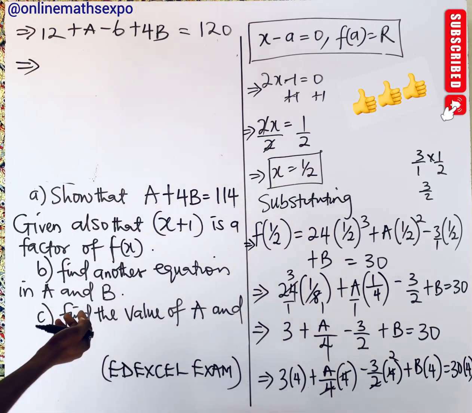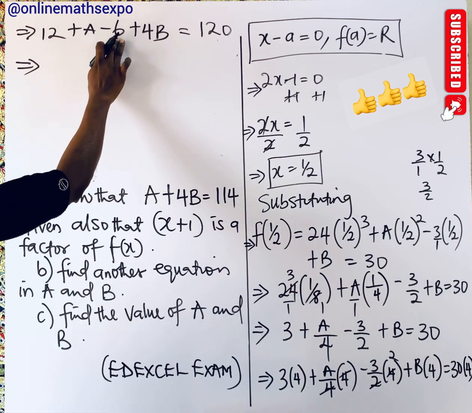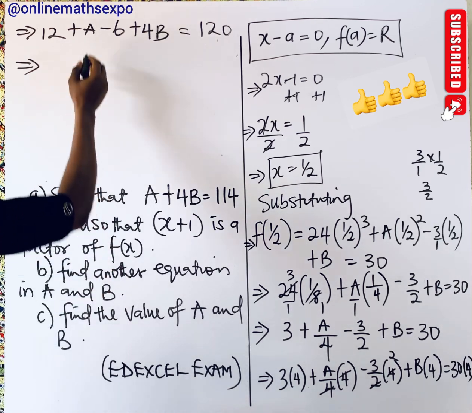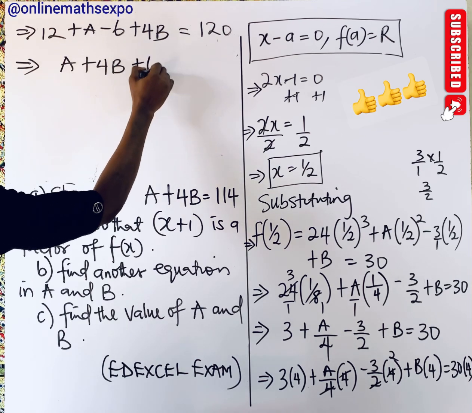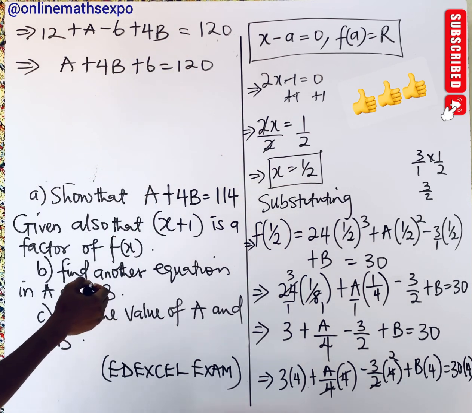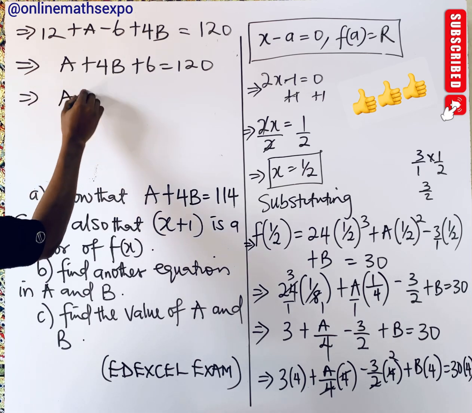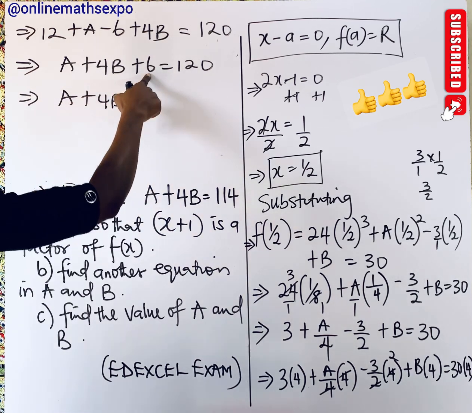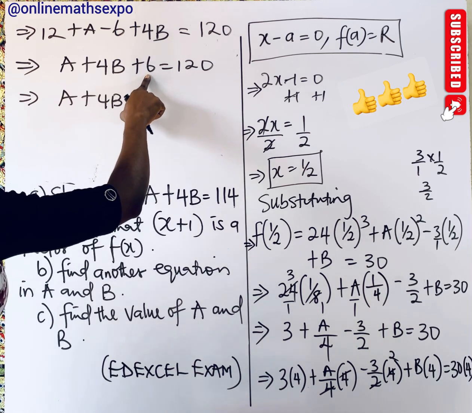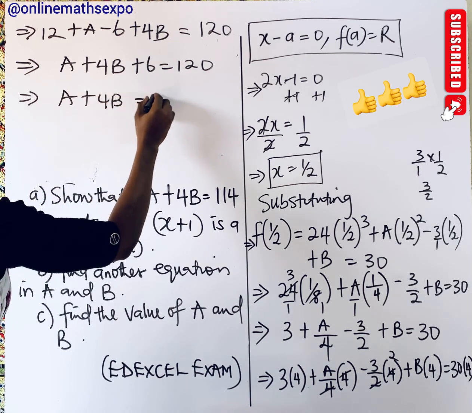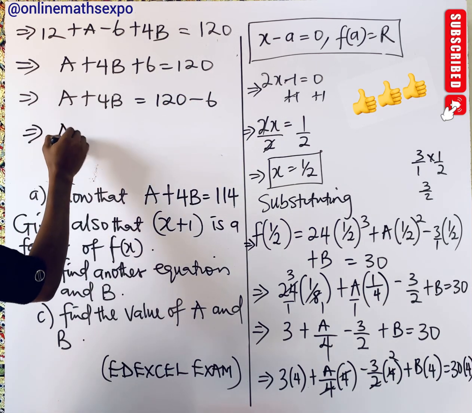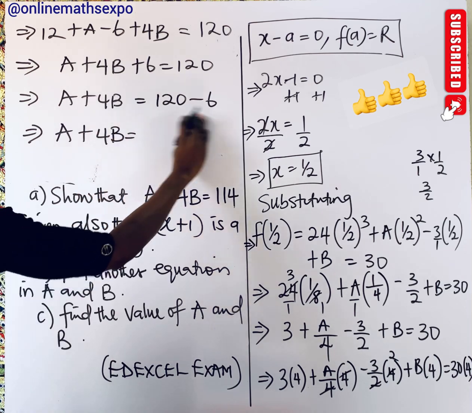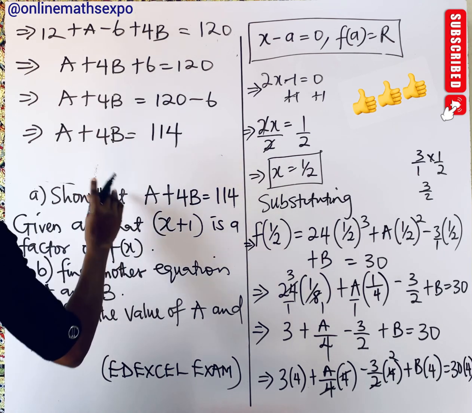So what do you do here? You see, we've reduced it now. So we're going to collect the constants together. So we have 12 minus this is going to give us 6. So we have a plus 4b, this is giving us plus 6 is equal to 120. Okay, so this means we have a plus 4b. Let's remove this. So we are going to subtract, because it's positive, you subtract. So we have 120 minus 16 minus 6. If you do that, you have a plus 4b is equal to, subtract this, you get 114.